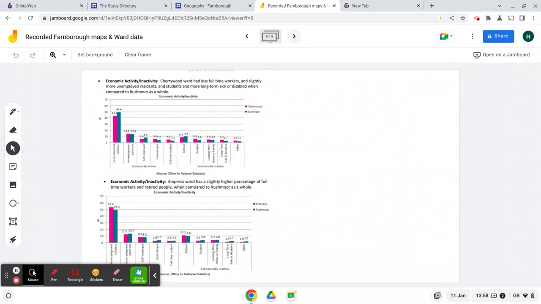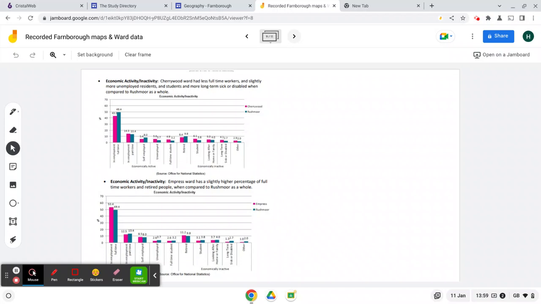Then we can look at the economic activity and inactivity and see how many people are employed and what type of employment. Is it full-time or part-time? So you will notice that in both wards, I would say that you've got the majority of people are employed, so they're economically active. And in both wards, the majority of people are working full-time. However, you've got more people in part-time work in Cherrywood Ward than you have in Empress Ward.